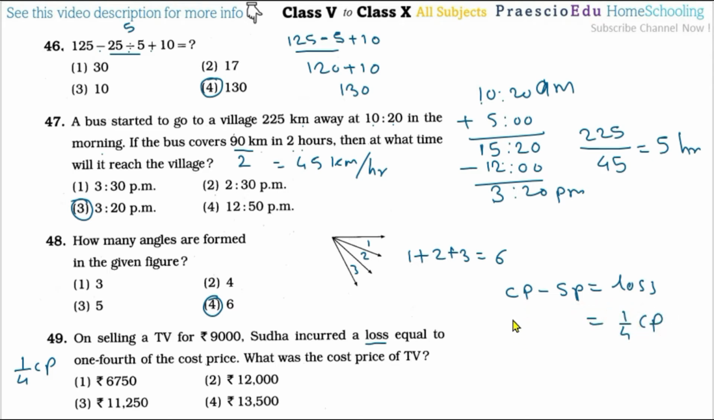Now this CP we have to calculate. So CP minus, but SP means selling price, which is 9,000 as given. So now we will interchange this and this. So CP minus 1/4 CP is equal to 9,000. Now I will solve here. We will make the same denominator. To make the denominator 4, we multiply by 4, so 4 CP minus 1 CP, only 1 CP, or CP is the same, by 4 is equal to 9,000.